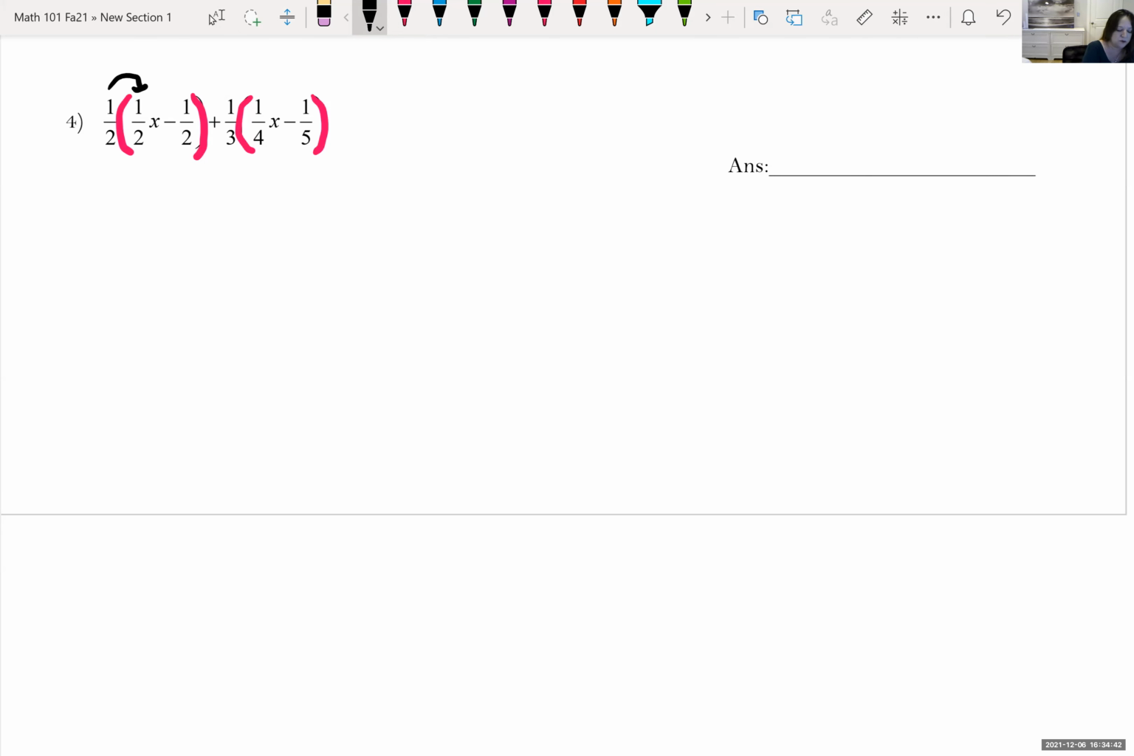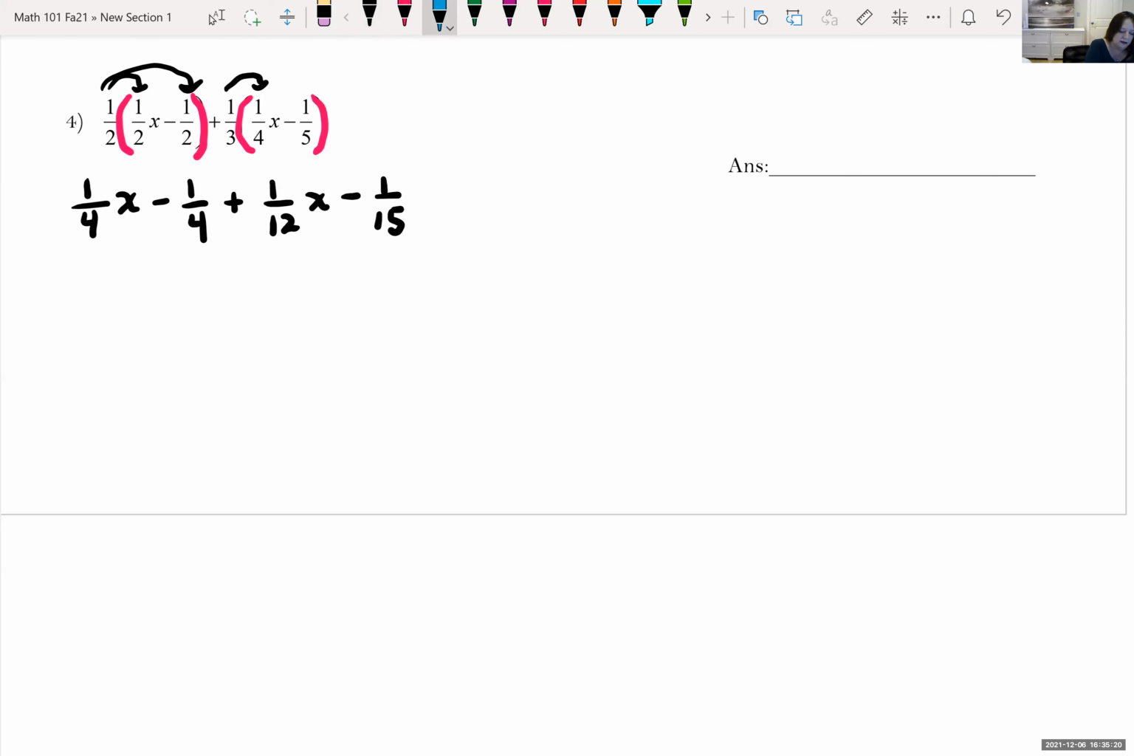So we have 1/2 times 1/2 x. Multiplying the numerators together, we get 1 all over 2 times 2, so 1/4 x. Distribute 1/2 to the -1/2. So -1/2 times +1/2 is -1/4. Plus, now let's distribute the 1/3. So 1/3 times 1/4 x, that's 1/12 x, minus 1/3 times -1/5 is -1/15.